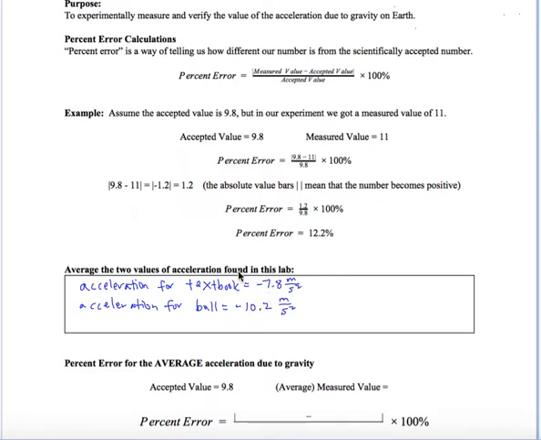I just made these numbers up, but your numbers should come from LoggerPro and the slope of the velocity versus time graph. To find the average of these two values, I add them together, negative 7.8 plus negative 10.2, and I divide them by 2. In this case, I would get 9.0 meters per second squared. So that would be my average of the two accelerations that I found in the lab.